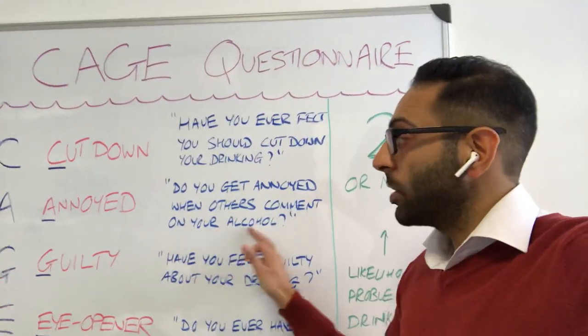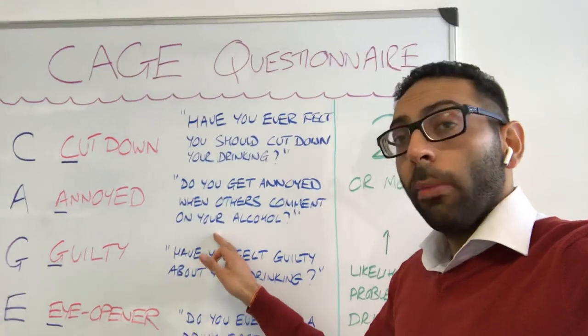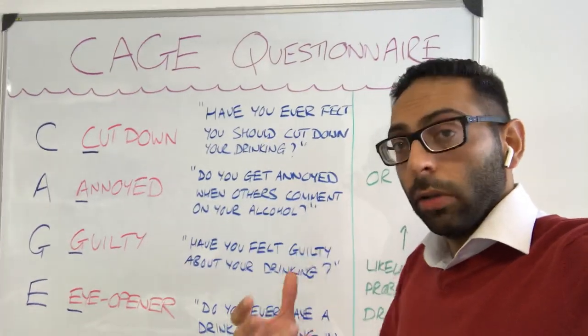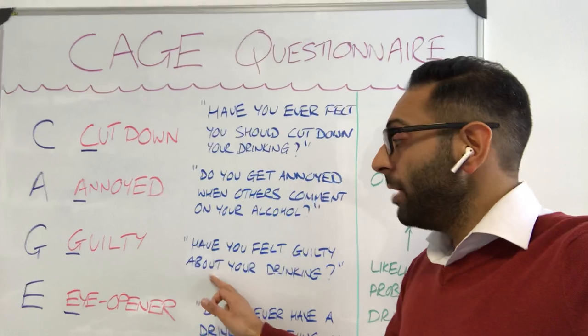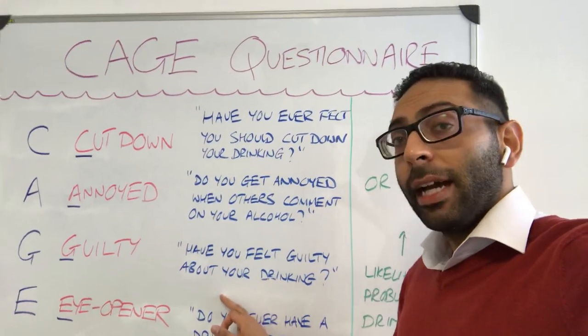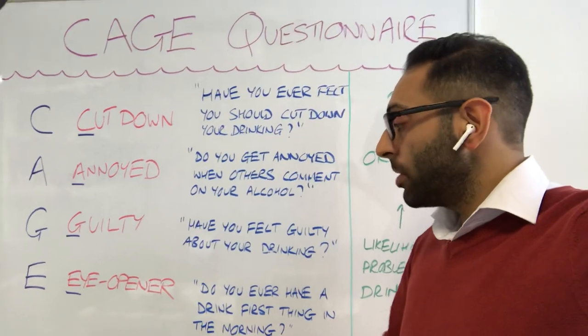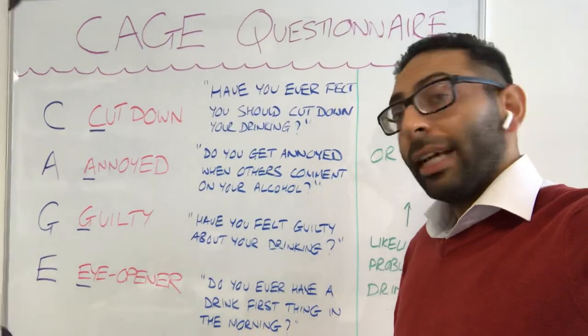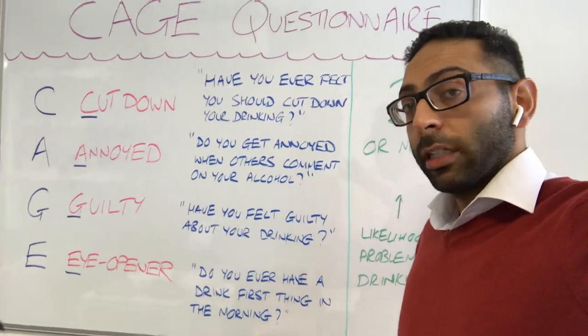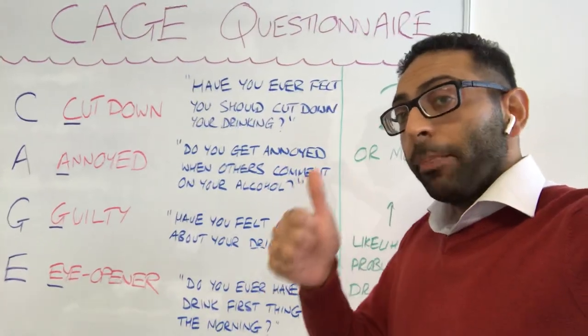A: Mr. or Mrs. X, do you get annoyed when others comment or discuss or mention your alcohol? A for annoyed. G: Mr. or Mrs. X, have you ever felt guilty about your drinking? G for guilty. And E, eye-opener: Mr. or Mrs. X, do you ever feel like you need a drink first thing in the morning? So an eye-opener, E, gets you 1 point.